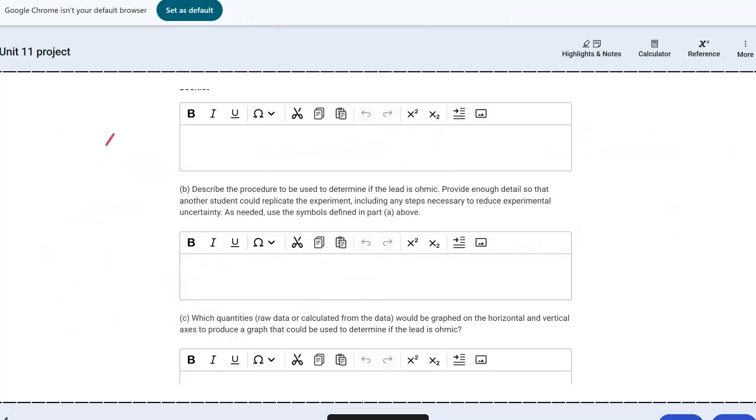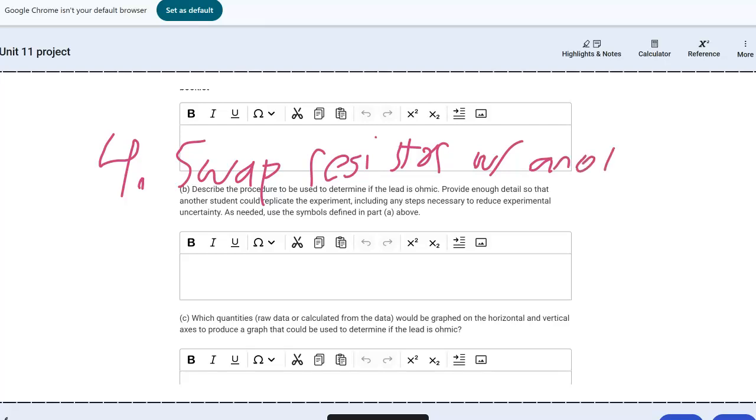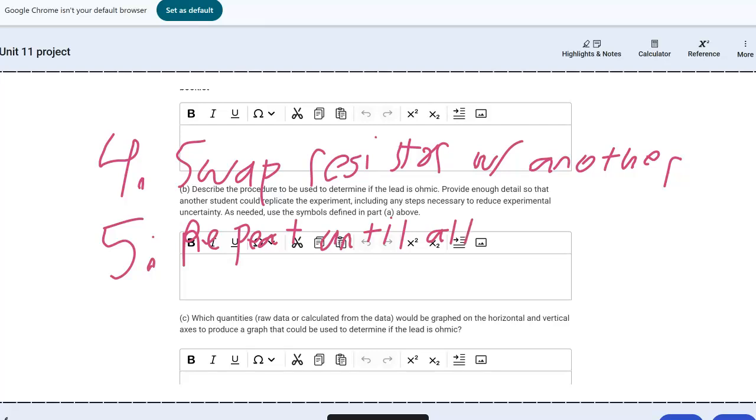Okay, and then step 4, I would swap the resistor for another value from the provided set of resistors. That would change the total resistance, giving us another data point for I and V. And then I'd repeat until all resistors have been used.